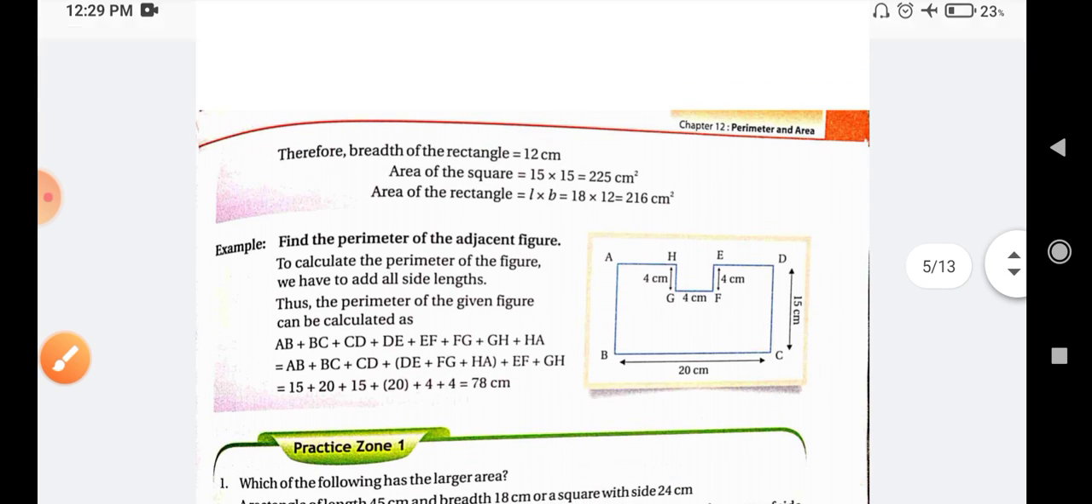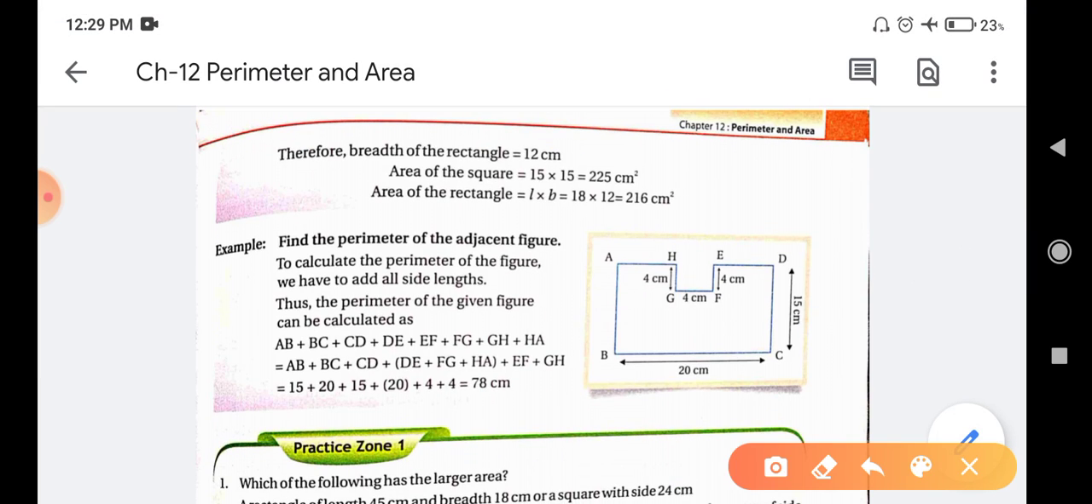Then there is the last example. Find the perimeter of the adjacent figure. You are given a figure and you have to find its perimeter. To find the perimeter, we have to add all the sides. In this figure, we are given BC, DC, and these sides are also given. This is 4, this is also 4, and this is also 4 centimeter.